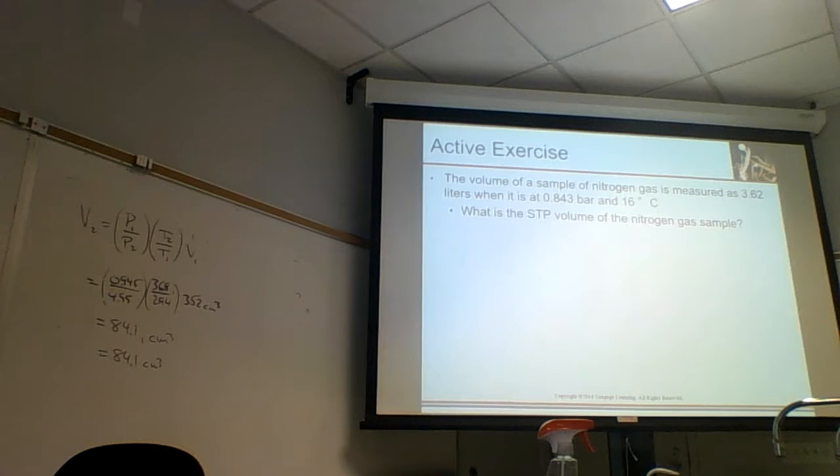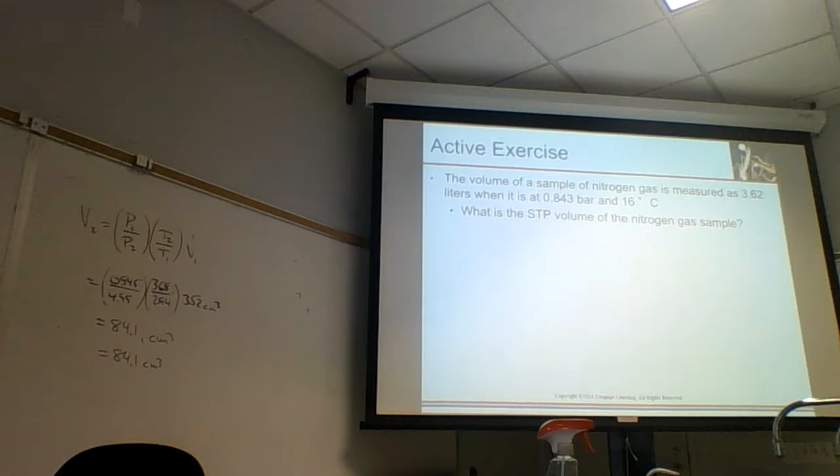Well, okay. We have volume, we'll call V1, is equal to 3.62 liters, and then P1 is 0.843 bar, and then T1 is 16 degrees C. Then the second set of conditions will be at STP. And so V2, we're trying to figure out what that is. What is P2? P2 is STP pressure. STP pressure is 1 bar. Exactly. And then T2 is going to be STP temperature. What is STP? 0 degrees C.